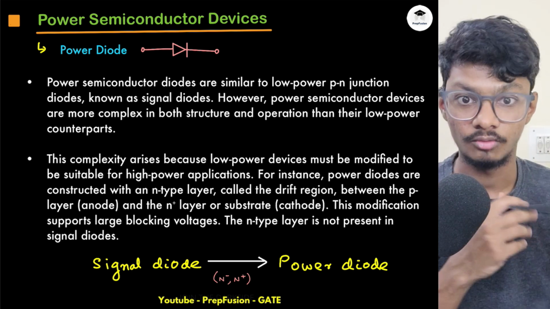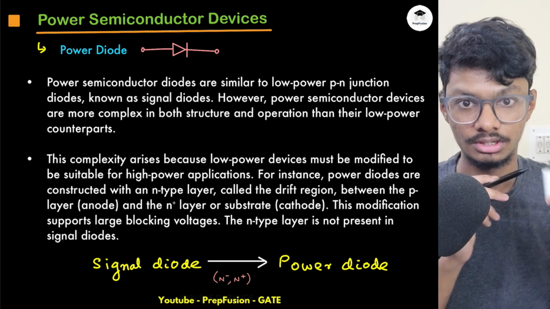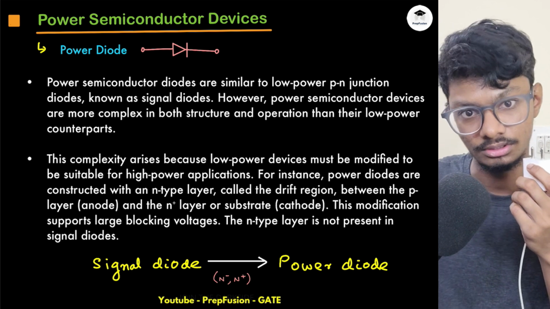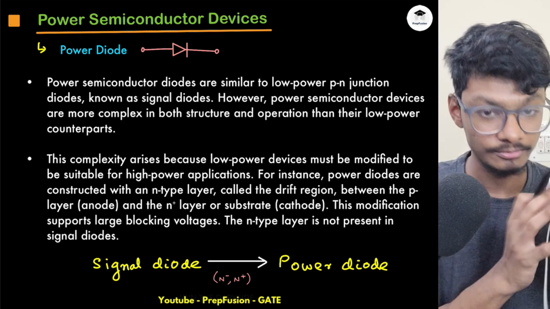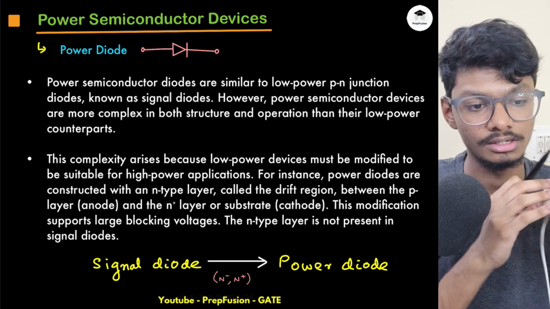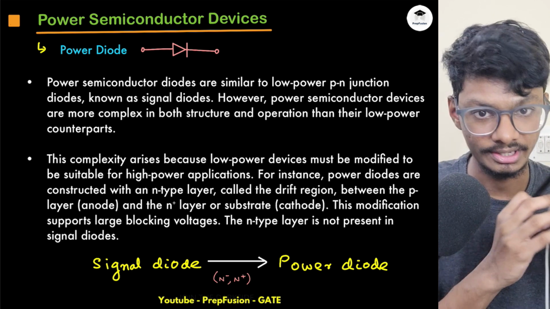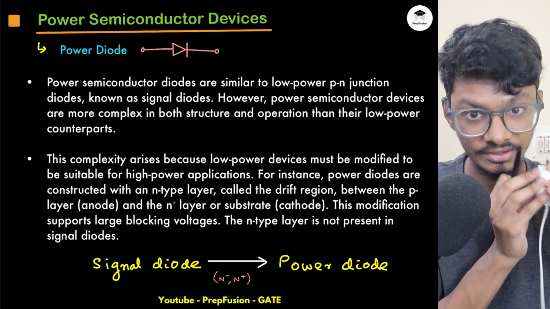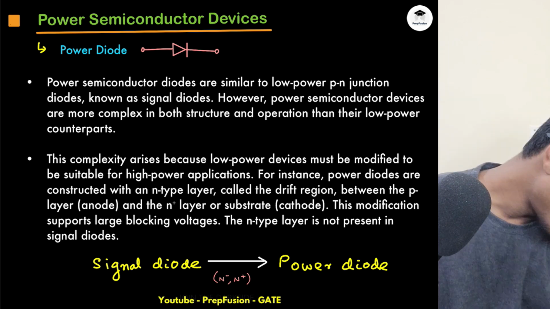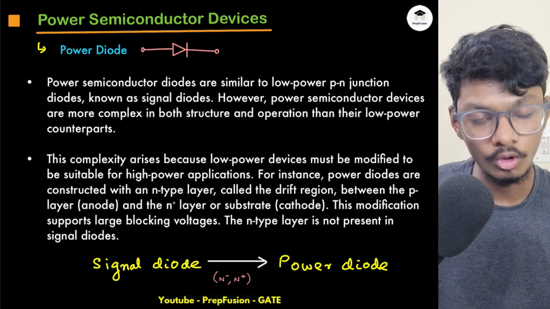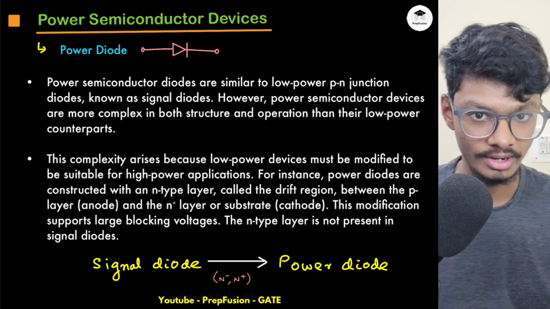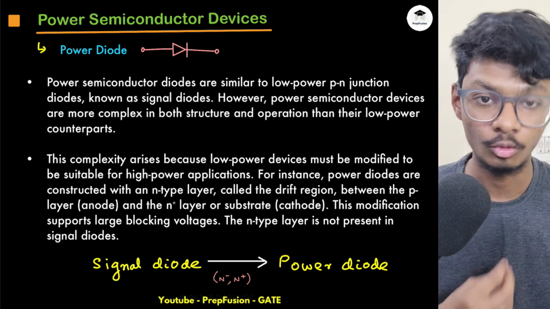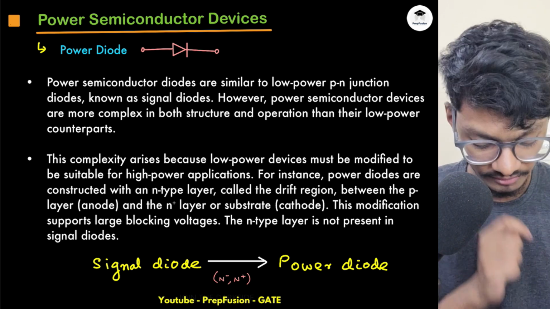So obviously, we have to support high power structures and all those things, so that it can absorb that much amount of power, it can resist that much amount of power. It must have that rigid construction. So obviously, to do all this, we have to modify our normal signal diode, because those were made for low power, low voltage applications, not for high power applications. So we have to make a few modifications.